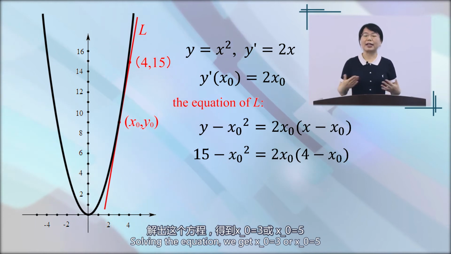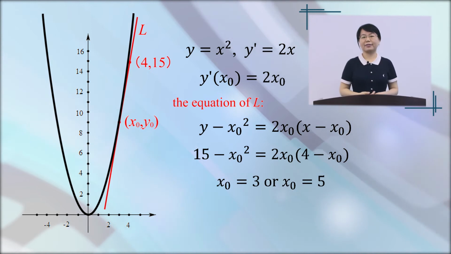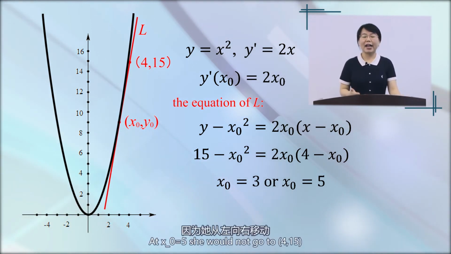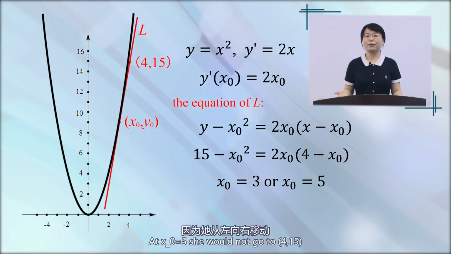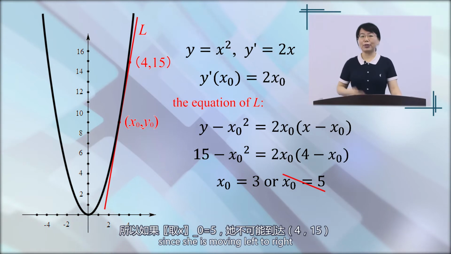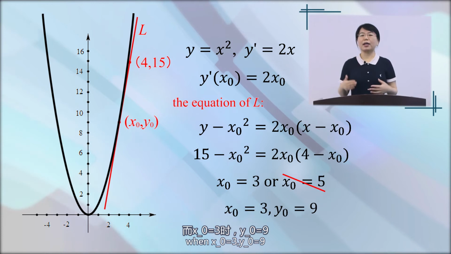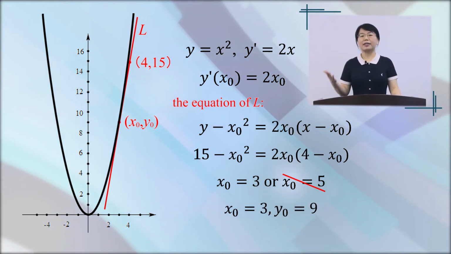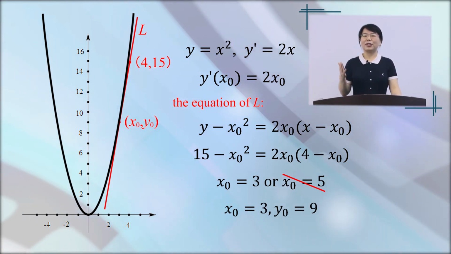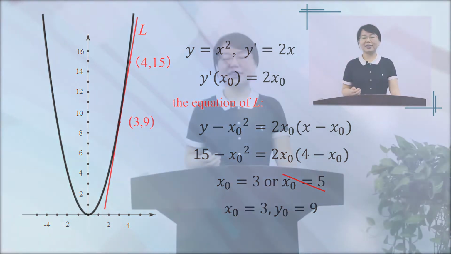Solving the equation, we can get that x0 equals 3 or x0 equals 5. At x0 equals 5, she would not go to (4, 15) since she is moving left to right. So x0 equals 3 and y0 equals 9 is the right point. So she could shut off the engines at (3, 9). Alright, now we are done with the space traveler problem.